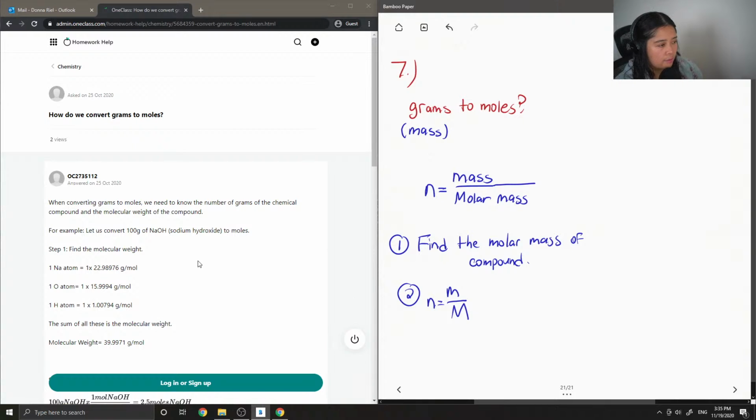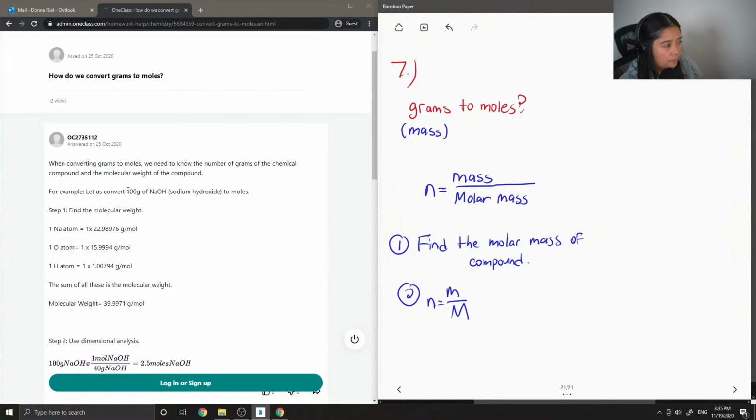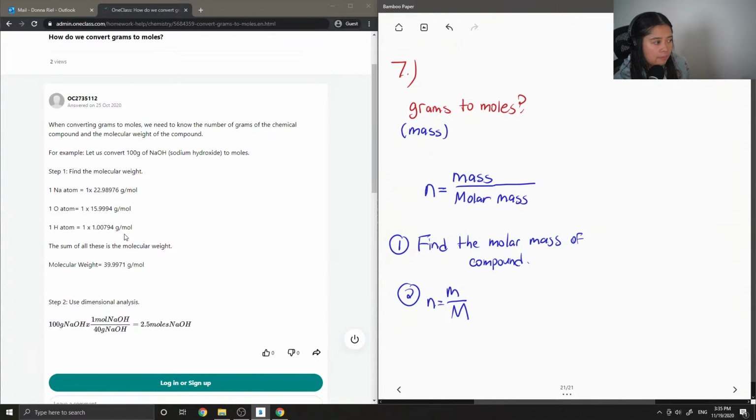Okay, so let's see what the junior tutor said. When converting grams to moles, we need to know the number of grams of the chemical compound and the molecular weight of the compound. For example, let us convert 100 grams of sodium hydroxide to moles. Step 1, find the molecular weight.